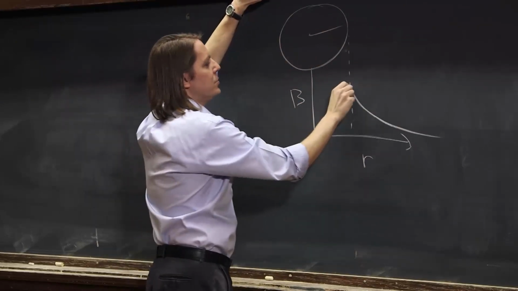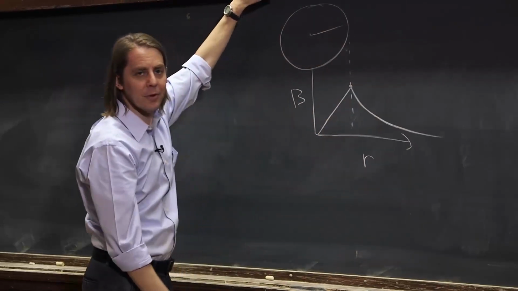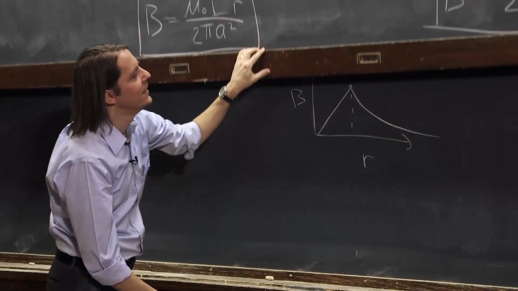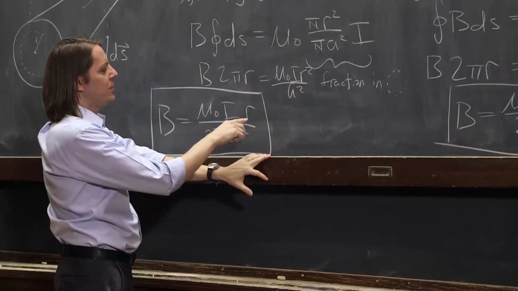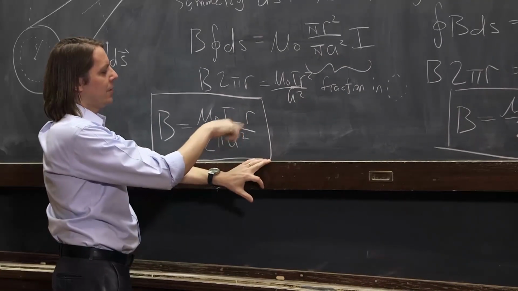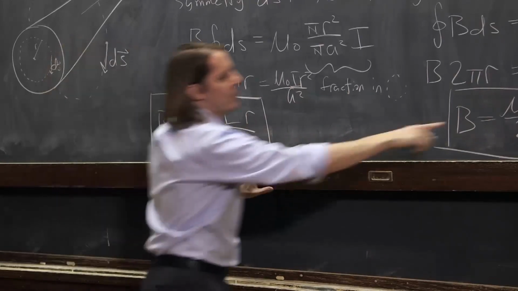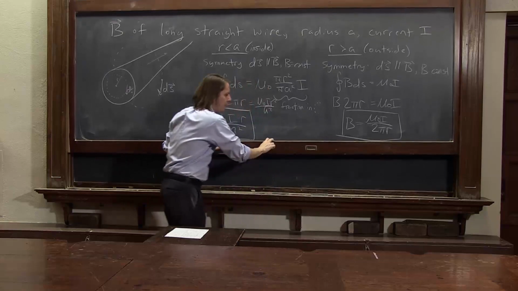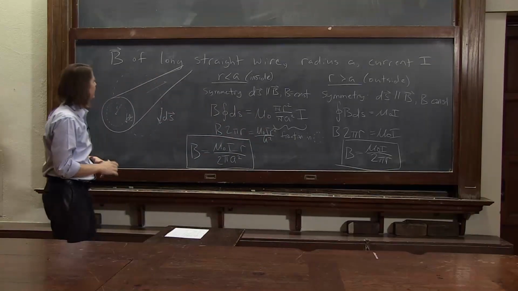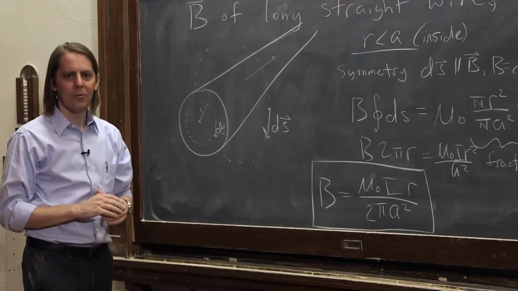Another check you can make is that your two expressions had better be equal there. The B field can't go through some discontinuity. So at r equals a, sure enough, one is mu naught I over 2 pi a, and the other is mu naught I over 2 pi a. So everything makes sense. That was our first application of Ampere's law to solve for a B field.